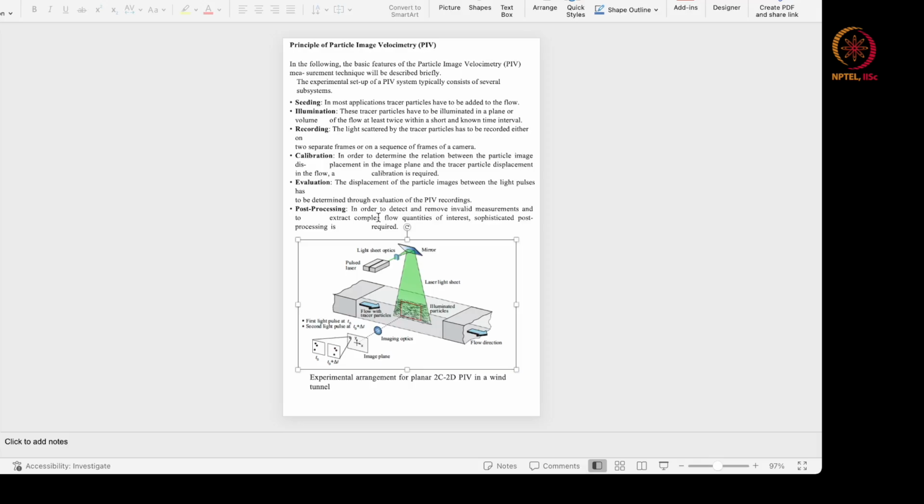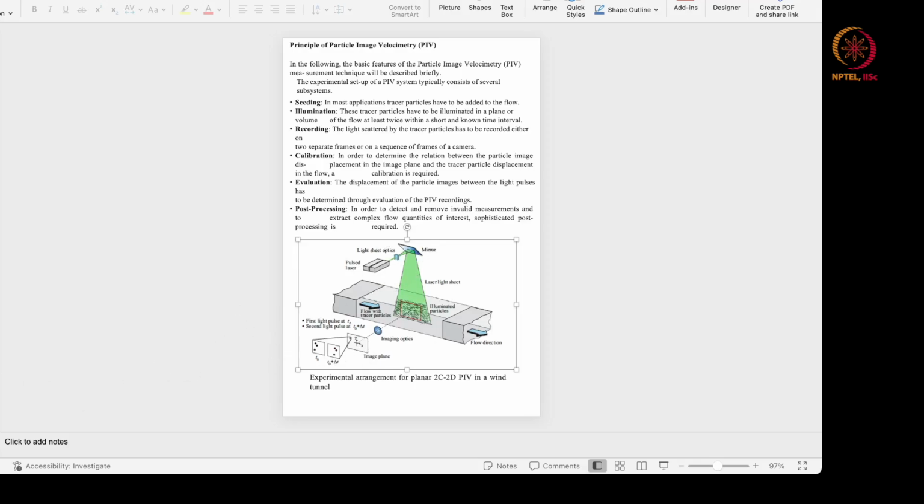And then we typically do a lot of post-processing to detect and remove invalid measurements, and to extract complex flow quantities, for example wall shear. A lot of things we can calculate. So you essentially get images of the particles in the flow field, and by looking at the displacement of this image over a known time interval delta t, you should be able to see what the flow velocity is. Okay, so this is the very basic setup.